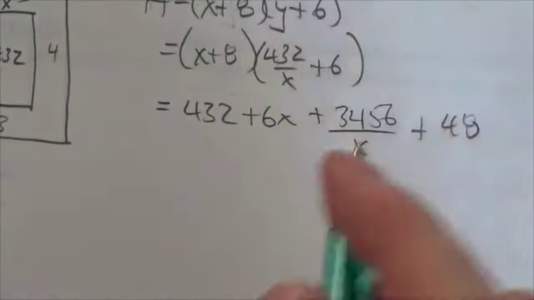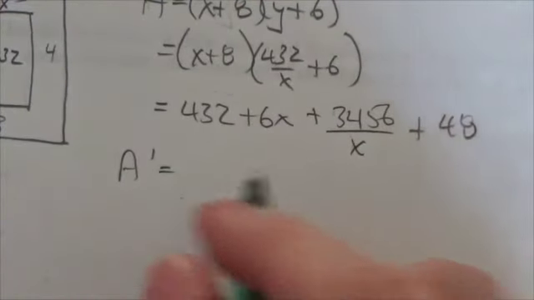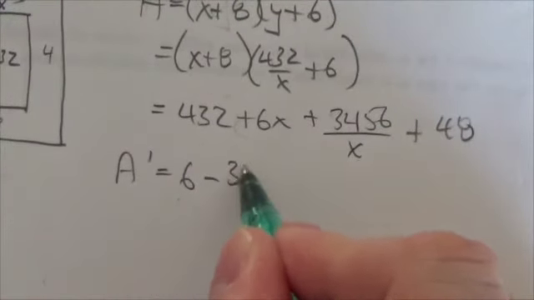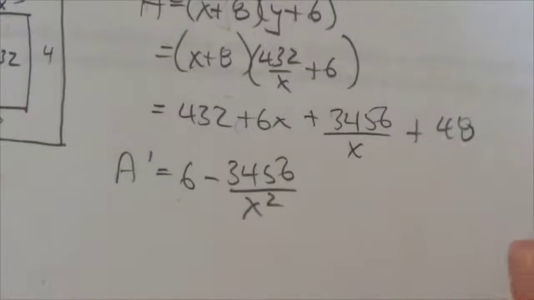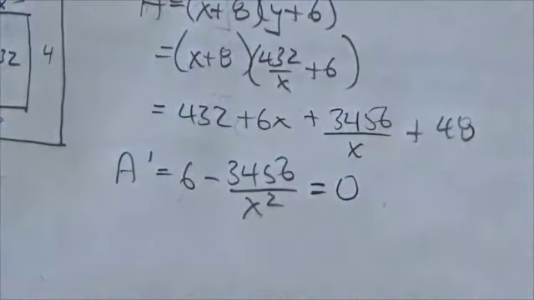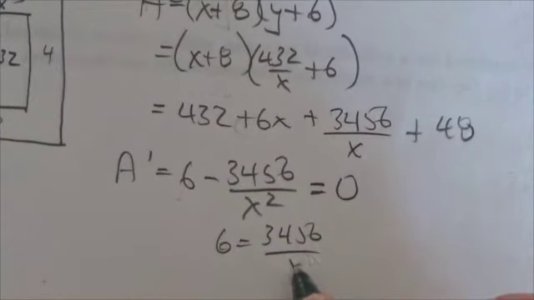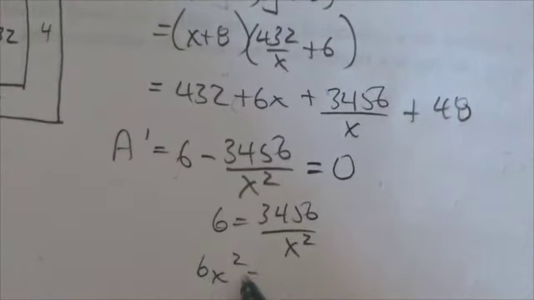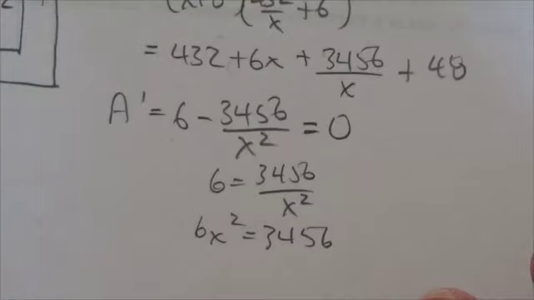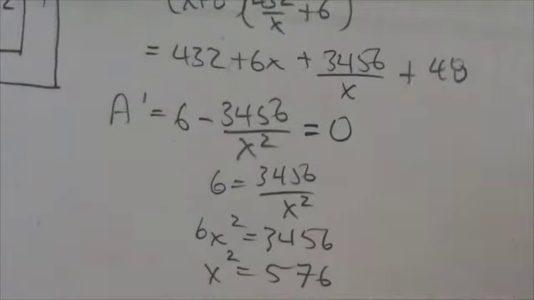Now let's take the derivative. The derivative with respect to x, this is a wonderful derivative. It's going to be 6. Notice that the two constants disappear. Minus 3456 all over x squared, which is great. This is an optimization problem, so I will set the derivative equal to 0 and solve. So 6 is equal to 3456 over x squared. So 6x squared is equal to 3456. We'll divide that by 6. x squared is equal to 576.